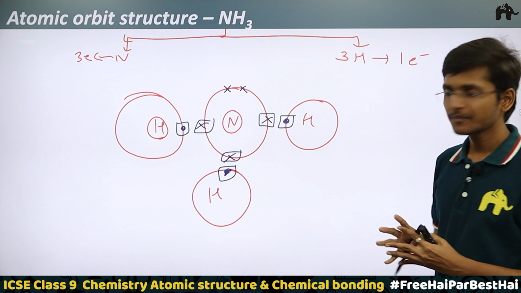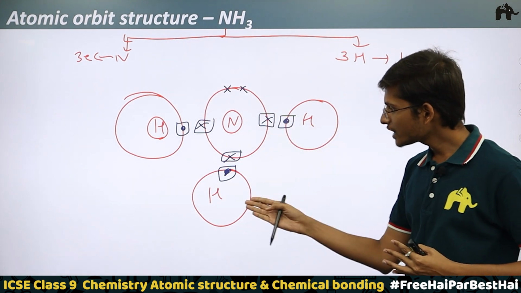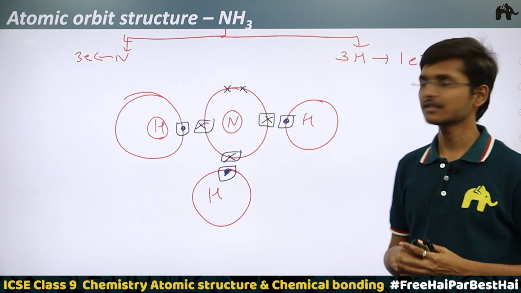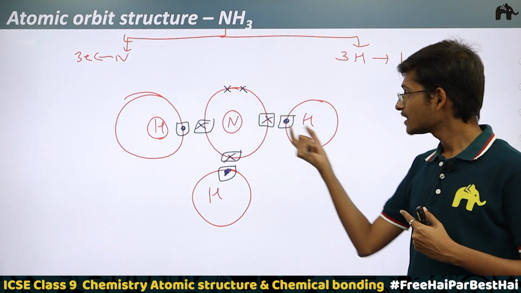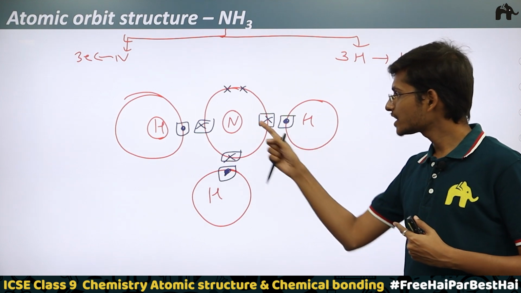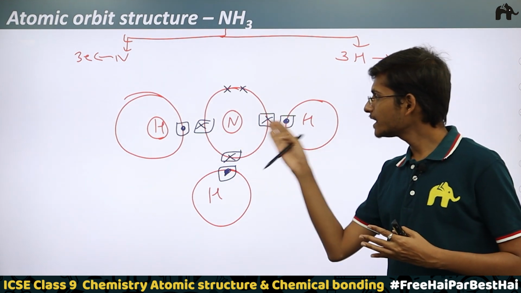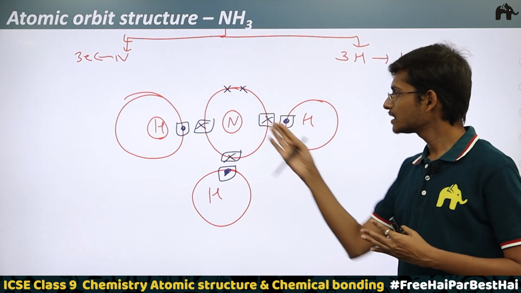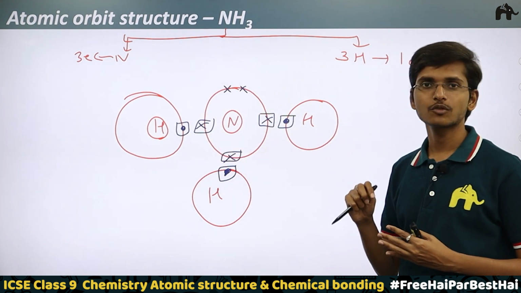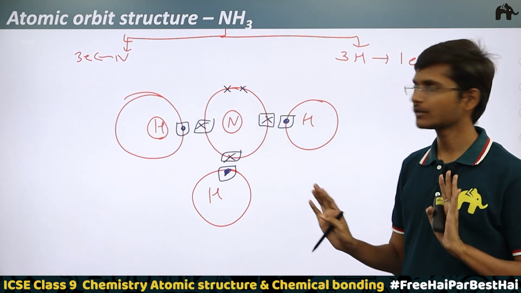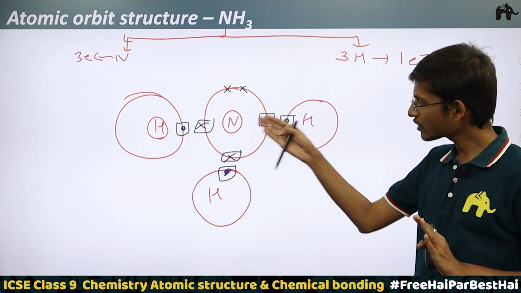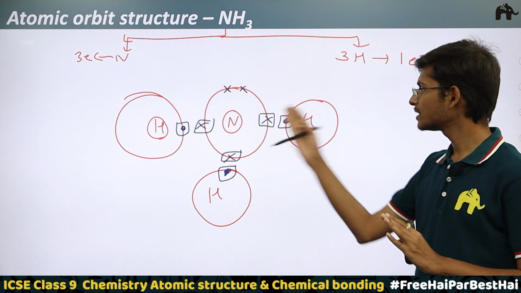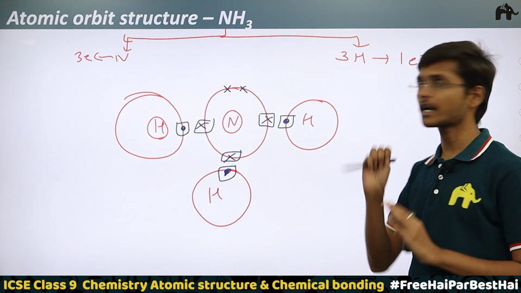Now what is happening here? There is sharing of electron pairs between nitrogen and hydrogen atoms in such a way that the nitrogen atom is sharing 3 electron pairs, with one hydrogen atom respectively. So this nitrogen atom shares an electron pair with this hydrogen atom, the same nitrogen atom shares an electron pair with the second hydrogen atom, and the same nitrogen atom shares an electron pair with the third hydrogen atom.